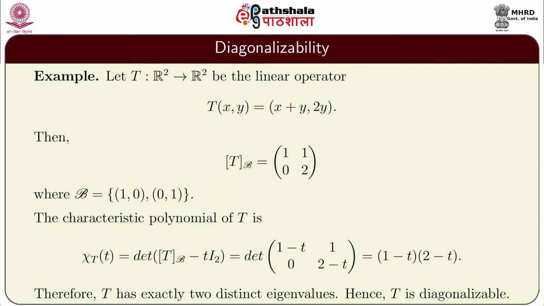And the characteristic polynomial of T is chi T of t, which is the determinant of [T] minus t I2, that is the determinant of the 2 cross 2 matrix given by 1 minus t, 1 in the first row and 0, 2 minus t in the second row, and the determinant is 1 minus t multiplied by 2 minus t. Therefore, T has exactly two distinct eigenvalues, namely 1 and 2. Hence, T is diagonalizable by the previous corollary.